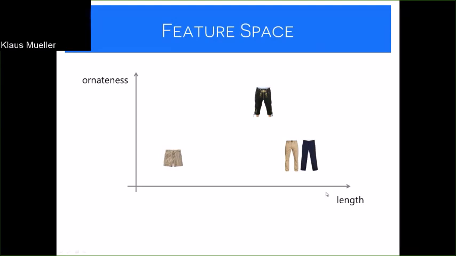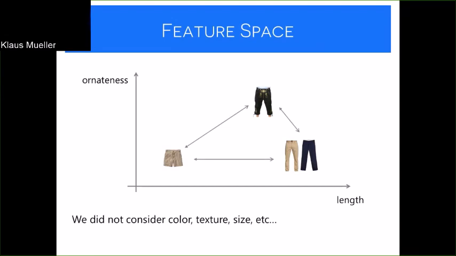Had you chosen only length and color, then probably these 2 would have been together here, and it wouldn't be so nice, because these are very similar pants, just in different color, but this is a very different pant. So you have to figure out which attributes you want to use. We did not consider color, texture, or size because none of them would have distinguished them as nicely as length and ornateness.